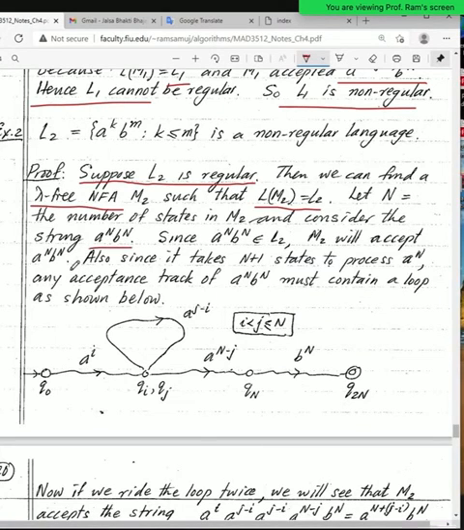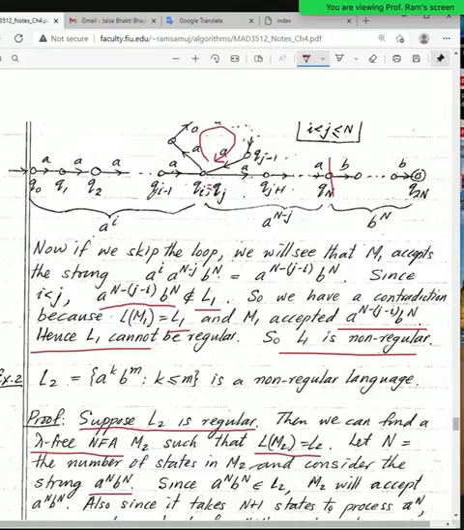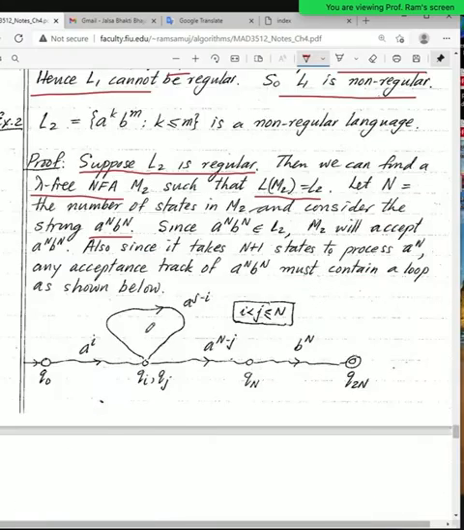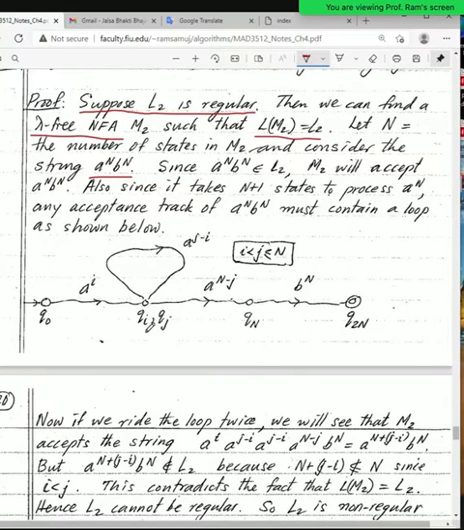Now, it wouldn't be that every time, but in this case it is. Since A to the n, B to the n is a member of L2, M2 will accept A to the n, B to the n, because it was designed for that. Also, since it takes n plus 1 states to process A to the n, any acceptance track of this must contain a loop as shown below. So you're thinking, Professor, you're saying the same thing here, except that you have a nicer, simpler diagram. Yes, I'm saying the same thing exactly. But now I'm going to do something differently. The last time I skipped the loop.